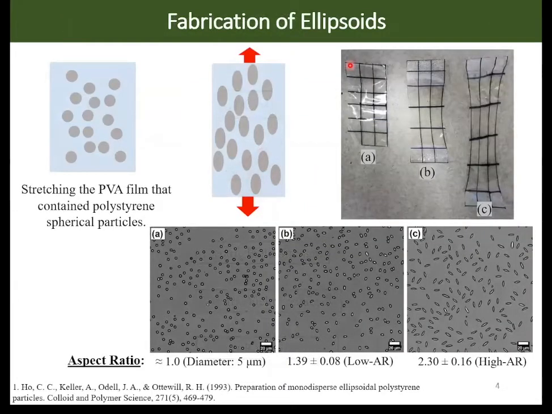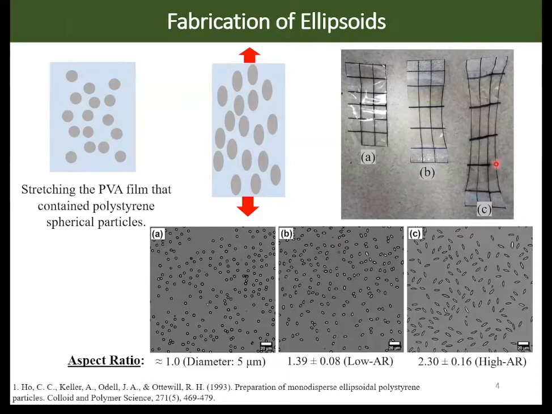Let's start with the fabrication of colloidal ellipsoids. The method that we use here is called the monoaxial stretching technique. As you can see from the picture, we disperse polystyrene spherical particles into PVA films and further stretch the film to get ellipsoids, as shown in figure B and figure C. By stretching the film to different lengths, we got two types of colloidal particles with different aspect ratios.